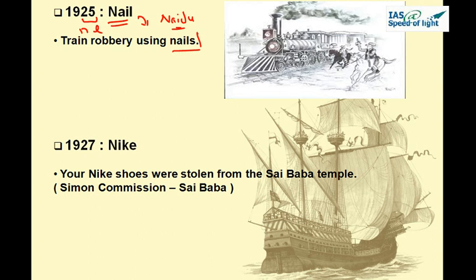1927. 2 is N, 7 is K. So Nike shoes. So your Nike shoes were stolen from Sai Baba temples. You went to the Sai Baba temple, you put your shoes, Nike shoes, very expensive shoes, outside only, and when you returned, they were lost. I mean, somebody took them. So Simon Commission becomes Sai Baba. It was the formation of Simon Commission in 1927. So 1927 we see the formation of Simon Commission, and the picture for Simon Commission is Sai Baba.